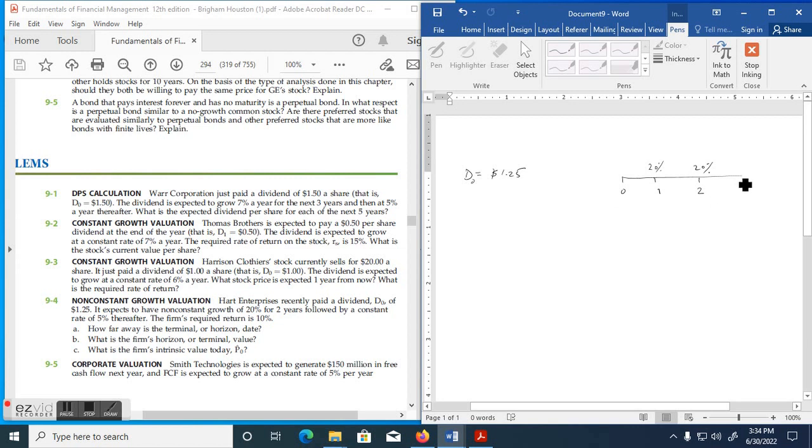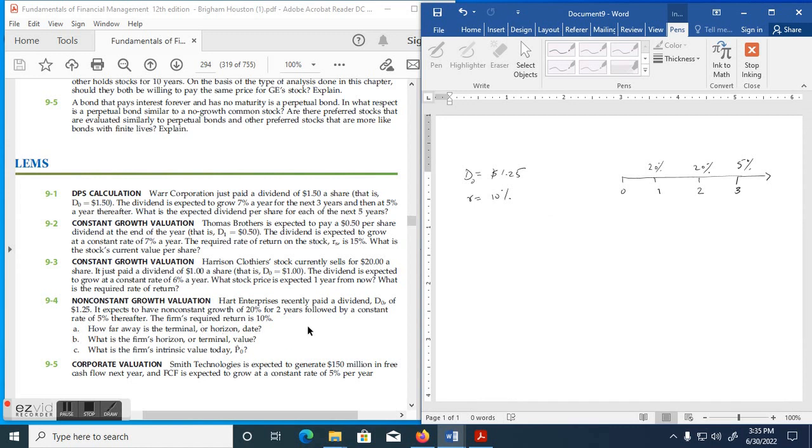Followed by a constant rate of 5% thereafter. So the third year onwards, this is going to become constant, and it is expected to continue in this way forever. Now, the firm's required rate of return is 10%. So this is the information that we've been given. Using this particular timeline, using this information, we should be able to understand, or to be able to calculate, what the value of the stock is.